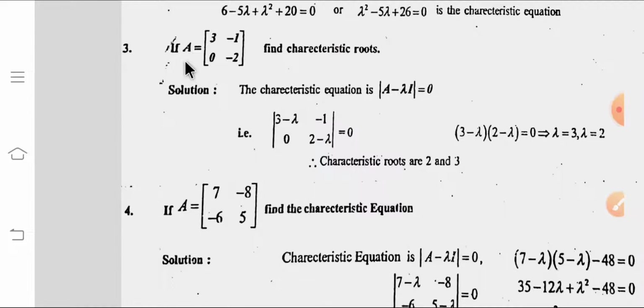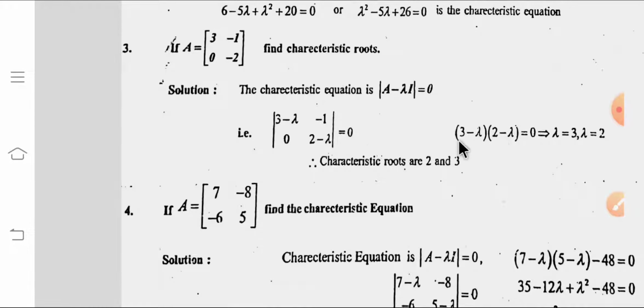Next, if A equals the matrix [3, -1; 0, 2], find the characteristic roots. Characteristic roots means we find the values of lambda, that is, 2 roots come. The equation should be a quadratic equation in lambda: the determinant of [3 minus lambda, -1; 0, 2 minus lambda] equals 0.